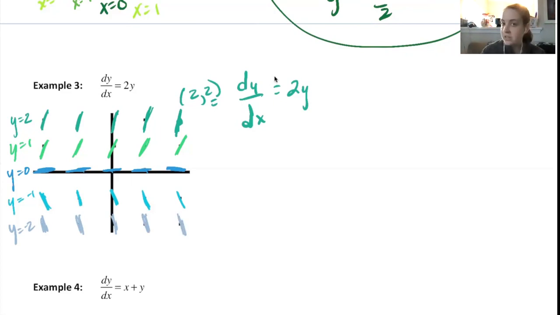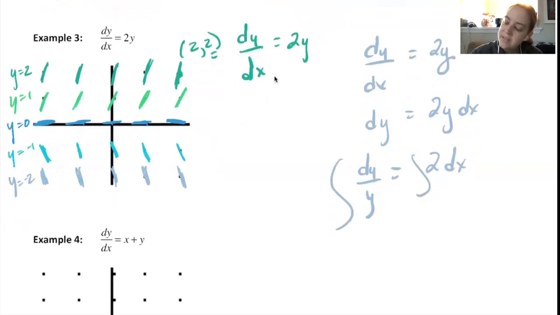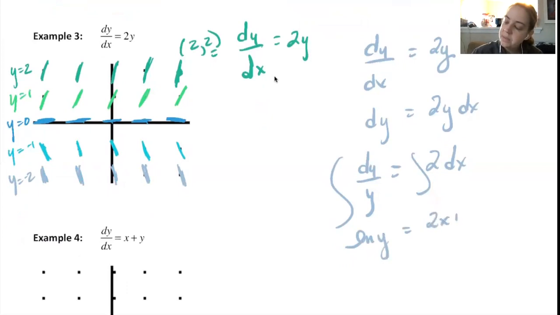Again, this is extra. This isn't being asked in the problem at all. But can we separate this? Let's check it out. So dy over dx is equal to 2y. So I'm going to say dy equals 2y dx. I'm going to divide both sides by y. So dy over y is equal to 2 dx. Now I'm going to integrate both sides. The left-hand side is the natural log of y is equal to 2x plus c.